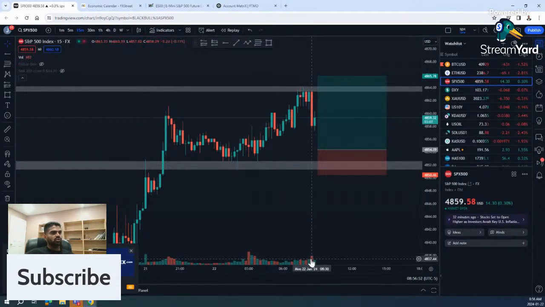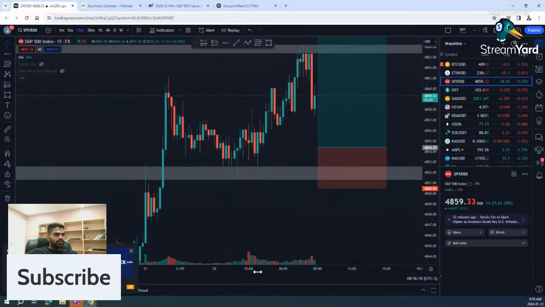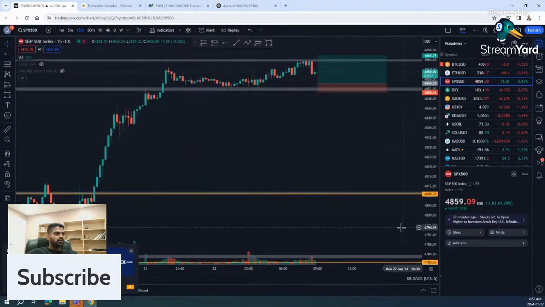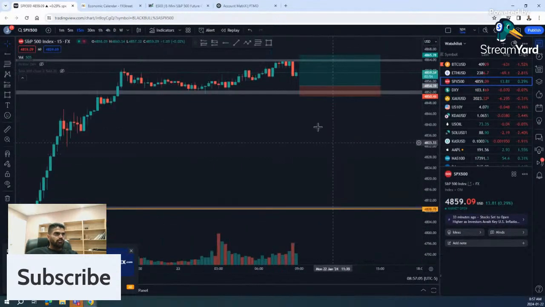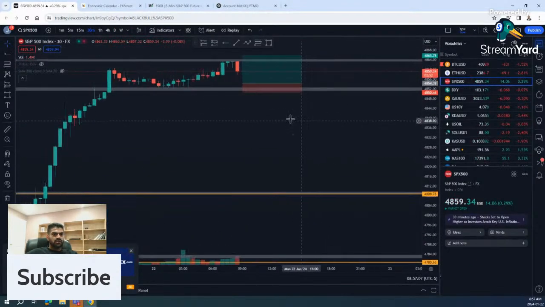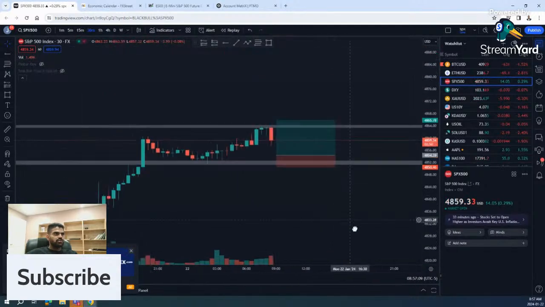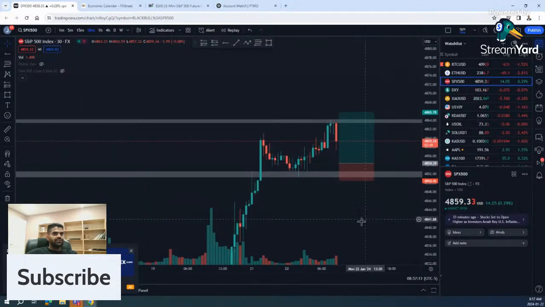We do have a little bit more volume on this red bar, but nothing significant. I would like to see. It's also the 8:30, so usually you get volume around that time. Let's go back to our 30 minutes so we don't see the actual noise.